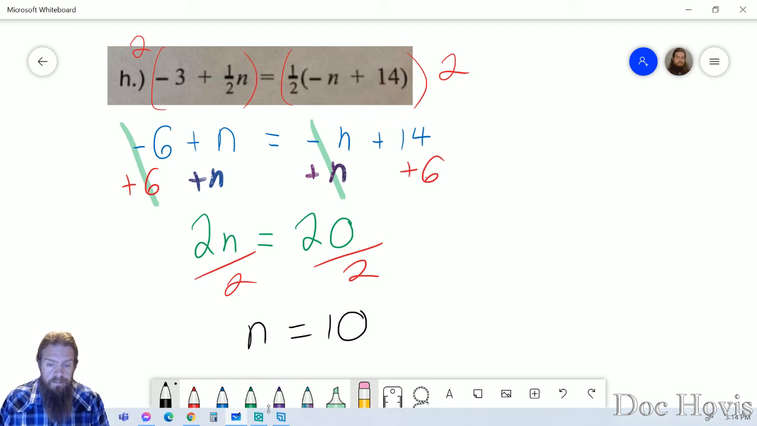Cool. Good. Hope you understood that. So again, remember, anytime you see fractions, get rid of them. Multiply by the least common denominator. It's going to help everything. Just get rid of them. Nobody likes them.